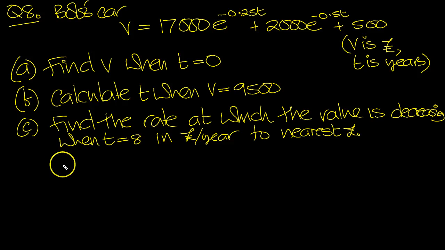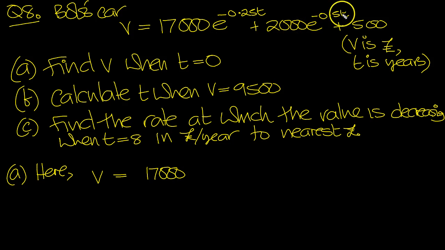Okay, let's have a look at this one then. Put in T as 0 then for part A. V is equal to, e to the 0 is 1, so it's 17,000 times 1, e to the 0, so plus another 2,000 then, plus the 500. So that's equal to £19,500 to start with.